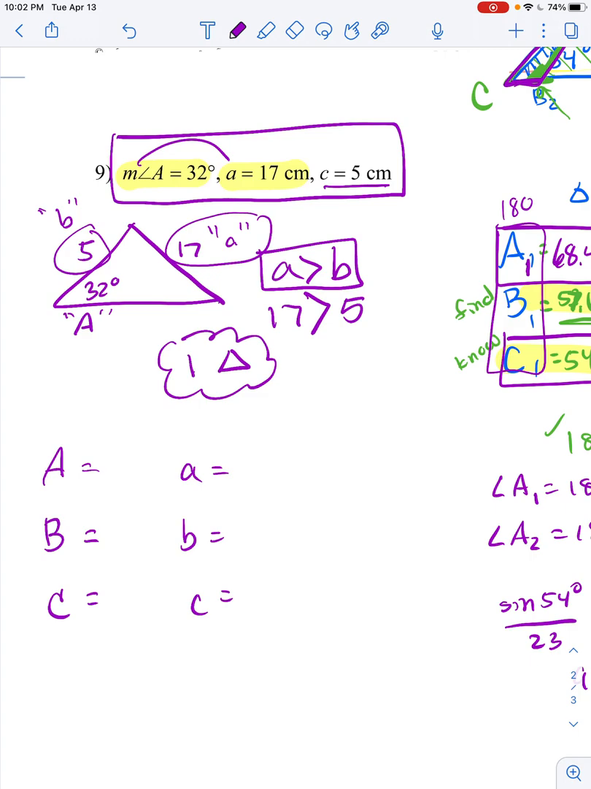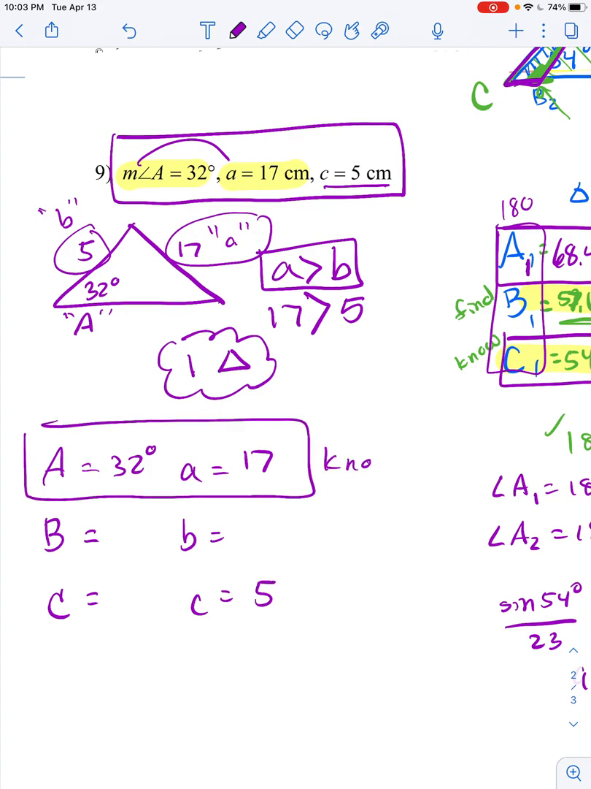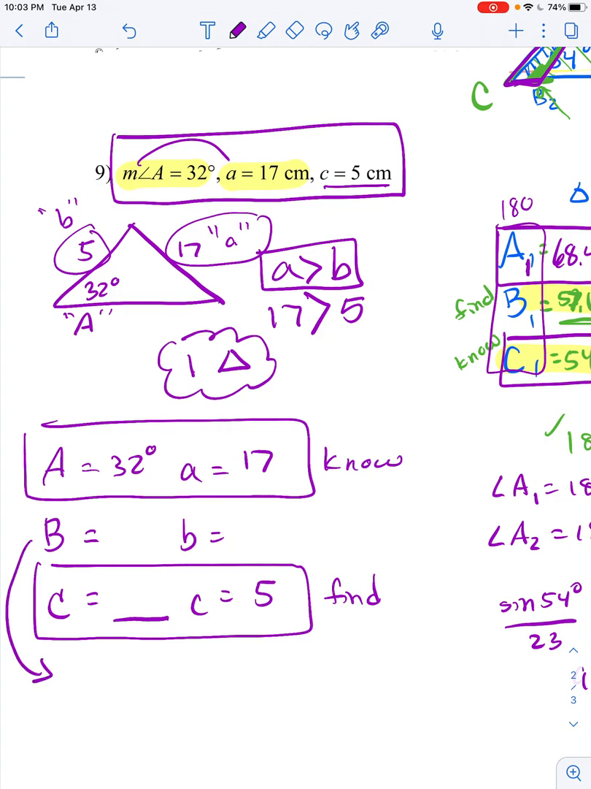Go back to what was given. Angle A is given. Side A is given. Side C is given. I know both of these. I can find angle C first using law of sines. I can find angle B because I know the triangle totals 180 minus the 32 degrees minus whatever you get for C. And then lastly, you would find side B using law of sines. So hopefully that helps you get unstuck.